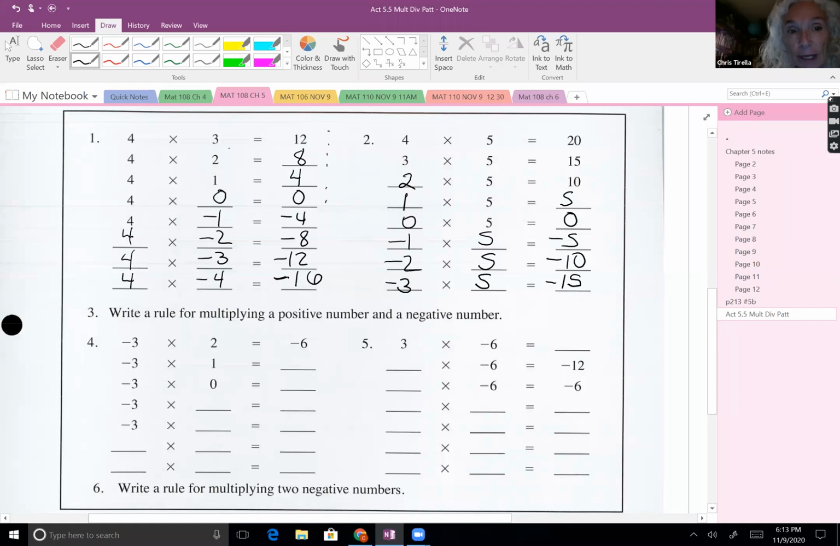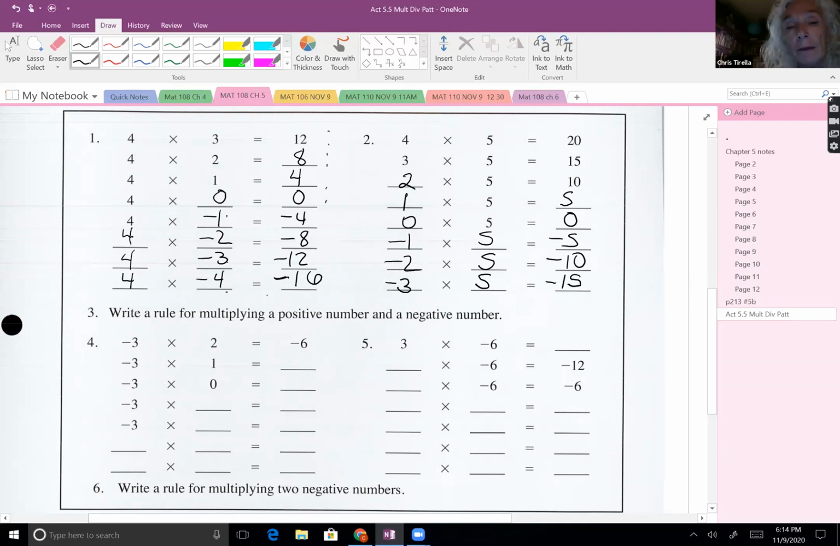As the second factor decreased by 1, didn't the product decrease by 4? And so as I make that second factor continue to decrease by 1, doesn't it make sense that the products would continue to decrease by 4? So I'd get 4 times negative 1 is negative 4, 4 times negative 2 is negative 8, and so on.